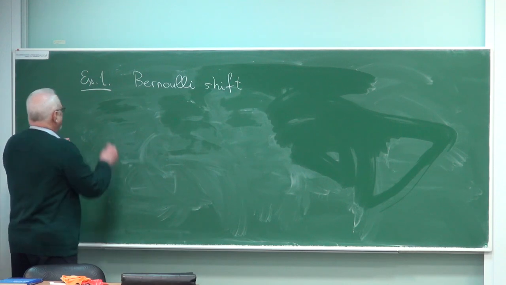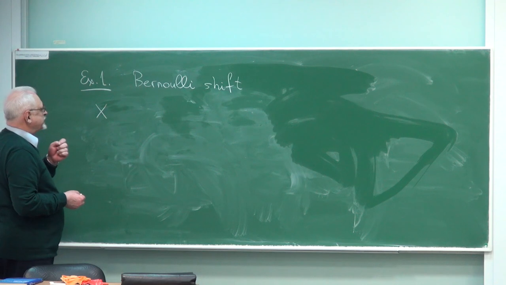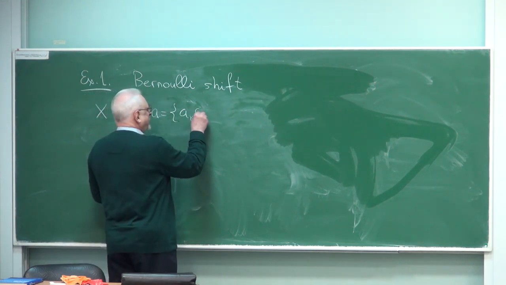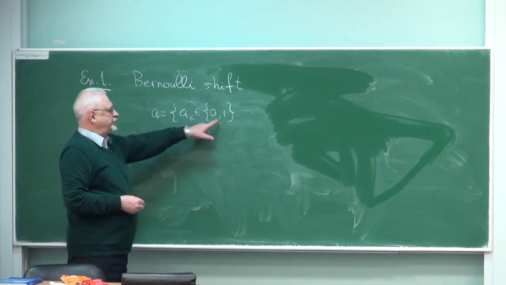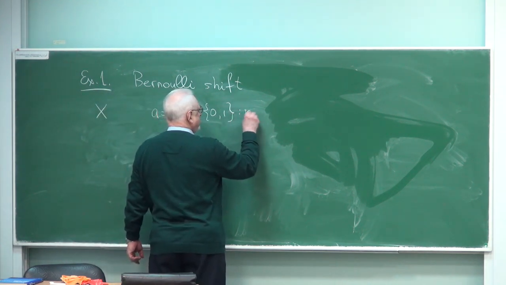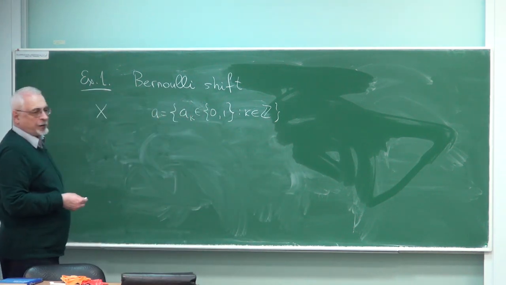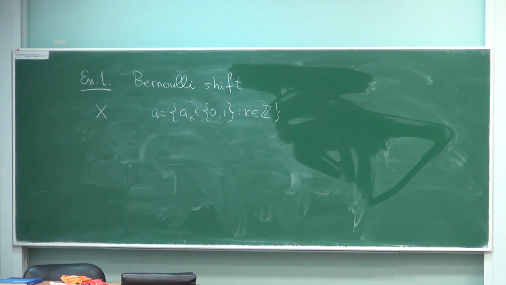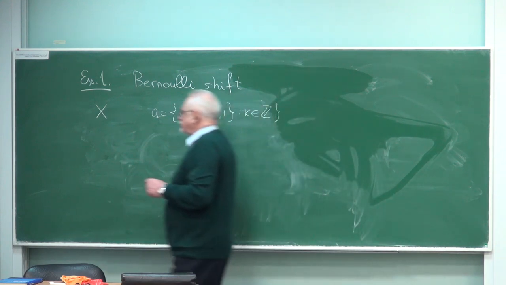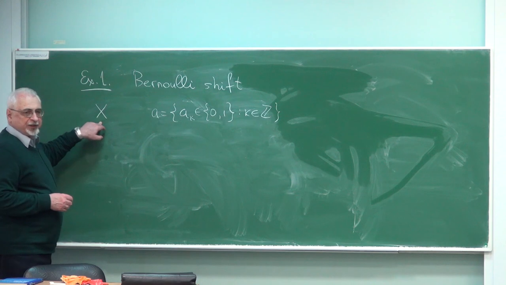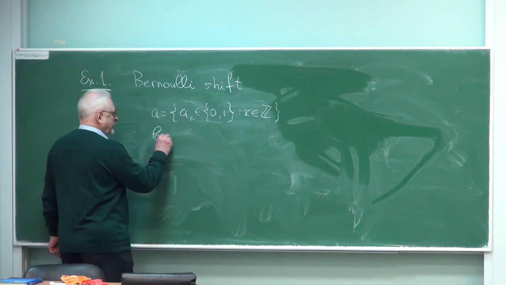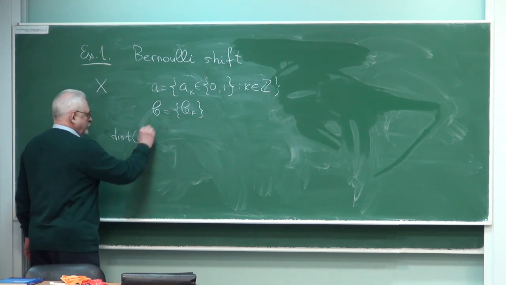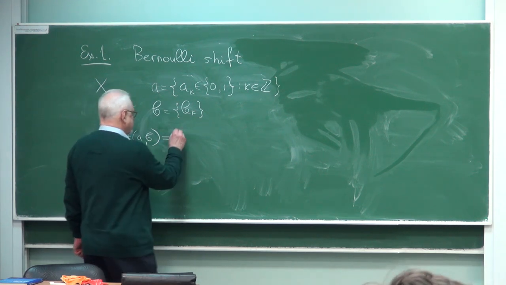So, what will be the phase space? I consider two-sided sequences consisting of zeros and units. So elements of my space are just two-sided zero-unit sequences. I want to make my space not only topological, but a metric space. So if I have two sequences, two elements, I define the distance as follows.